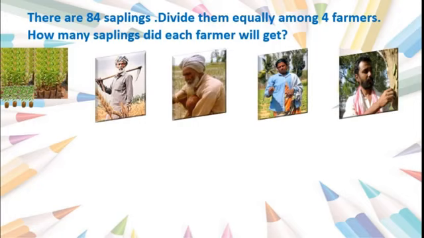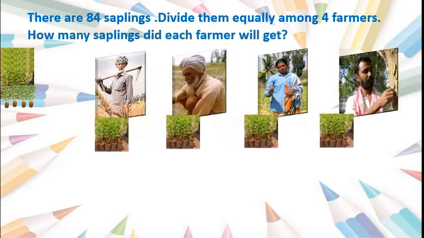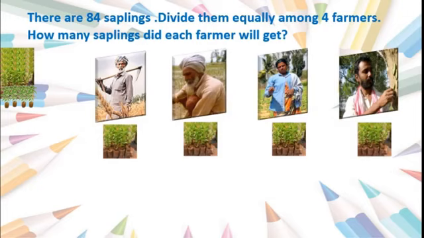The first farmer said that, yes, first we will divide 10 saplings to each of us. Okay, said the rest all. So, he divided 10 saplings to each. Then, here 84 saplings minus 40, because 10 plus 10 plus 10 plus 10 is 40, isn't it? So, how many remain? 44 saplings remain.